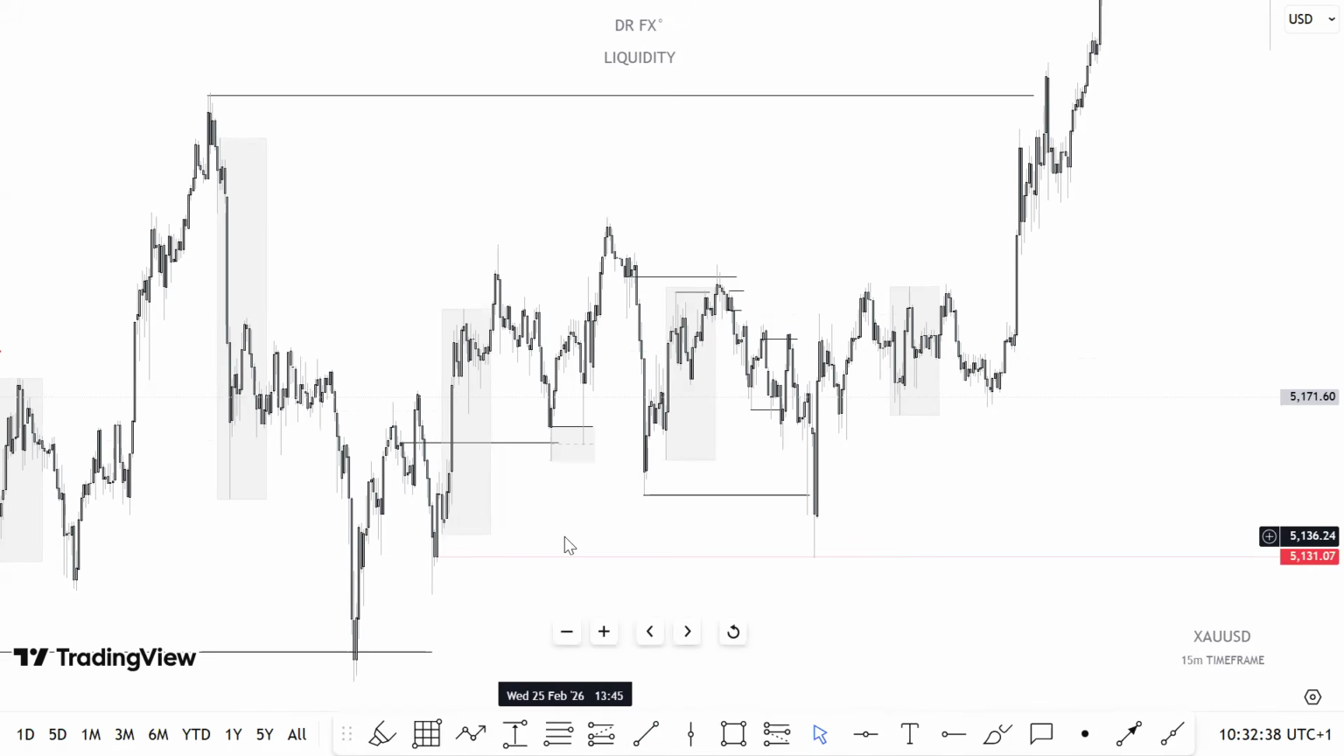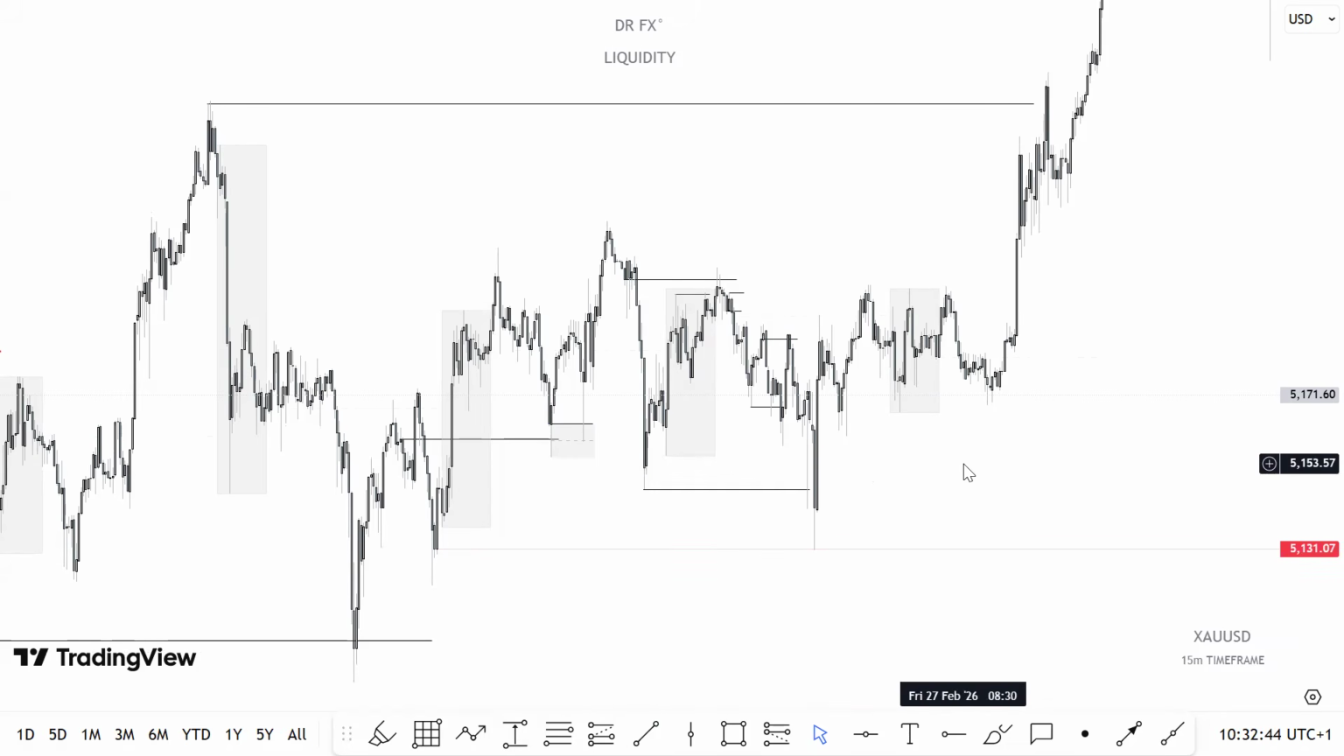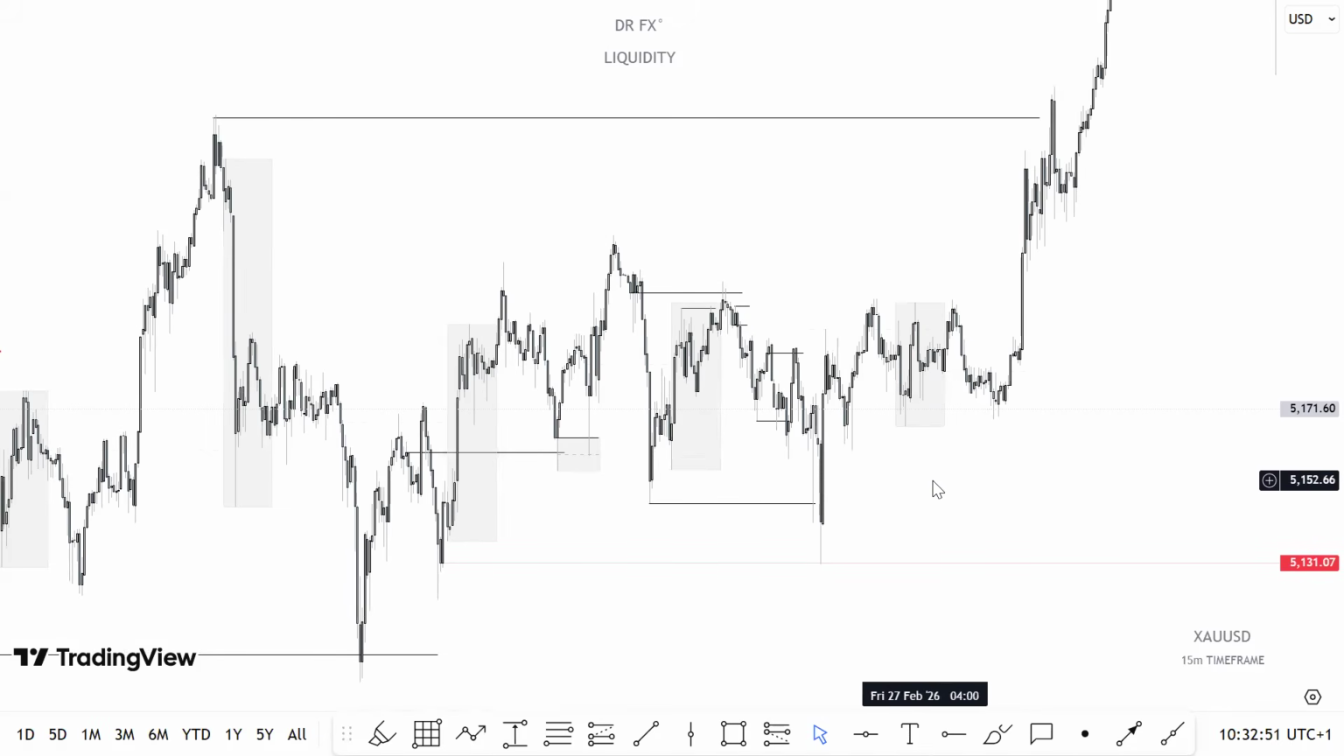So before the market comes back to QM or apex, automatically liquidity must have been created. So you don't need to stress yourself on liquidity. Liquidity will always be there. That's why I said it's going to be there on its own.